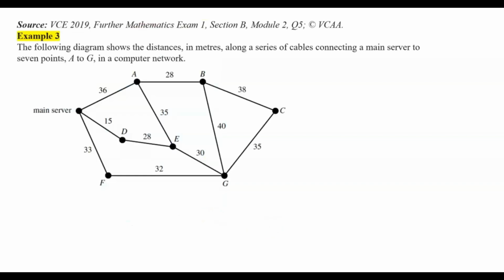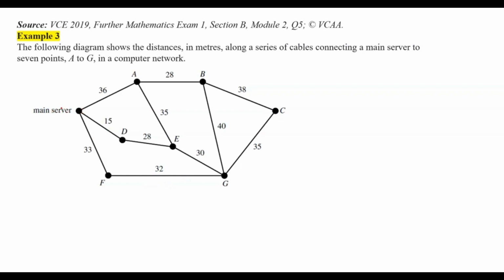All right, let's have a look at another example. This is a VCAA exam question on the minimum spanning tree, question 5, 2019 exam 1. We're going to find a minimum spanning tree on this one. This one has more vertices than the ones we have seen before. All right, let's do it. Again, the concept doesn't change.